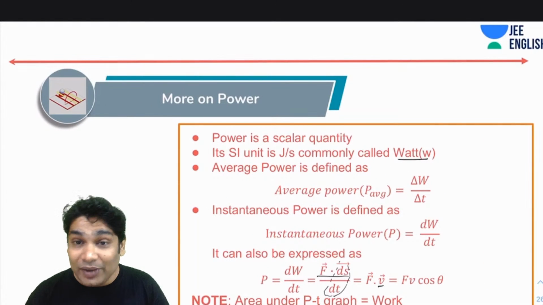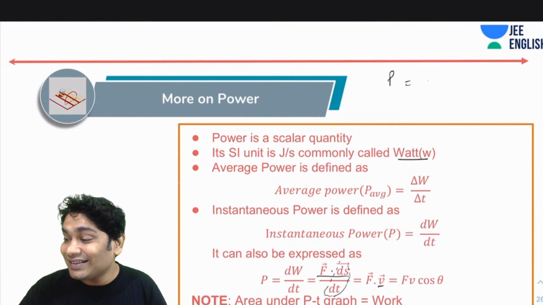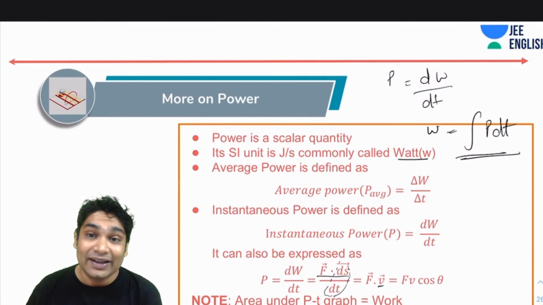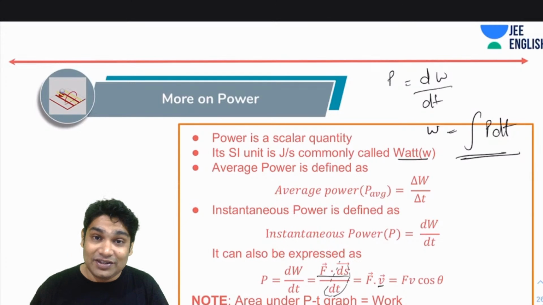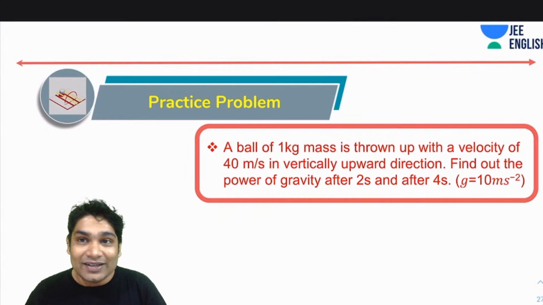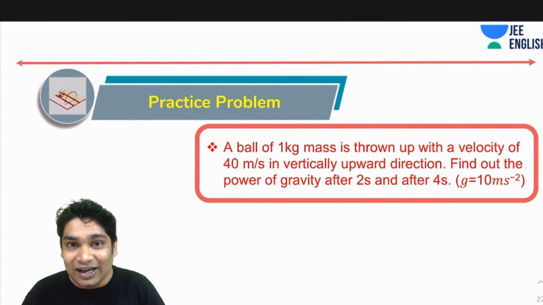Now, because P equals dW over dt, I know what W will be. W would be integral of P dt. And what is integral P dt? It is the area under the P-t graph. So also remember that the area under the P-t graph is equal to work. So that is it. I mean, power is a simpler topic. There is not too much conceptual depth in that.